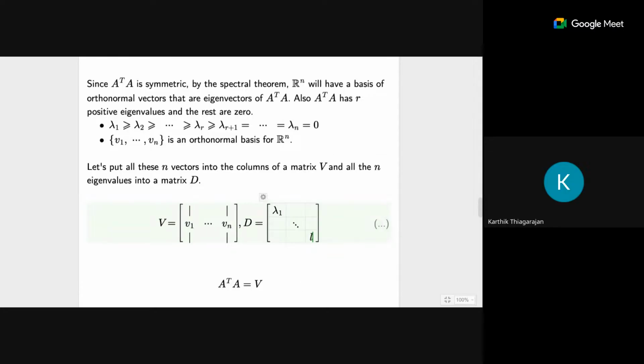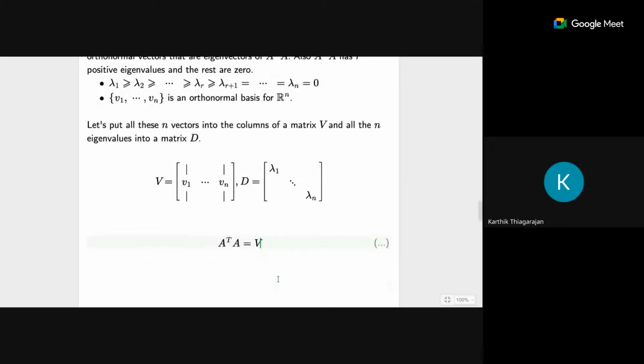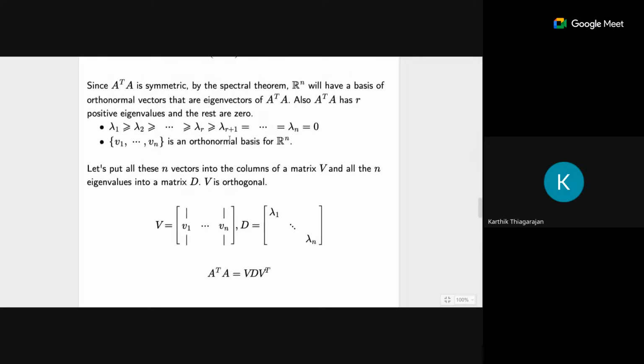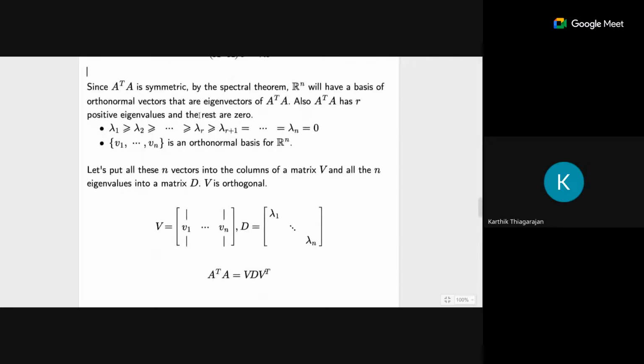Okay, lambda n. Let me know if this is clear to all of you. So this is what? A transpose A is equal to V D V inverse. V inverse is nothing but V transpose, right? Because this is orthonormal, this is an orthogonal matrix. So V is orthogonal. All this comes from the spectral theorem, which we studied yesterday.